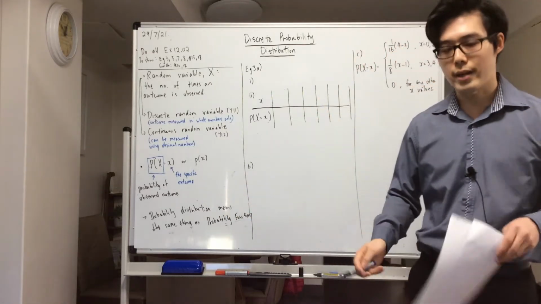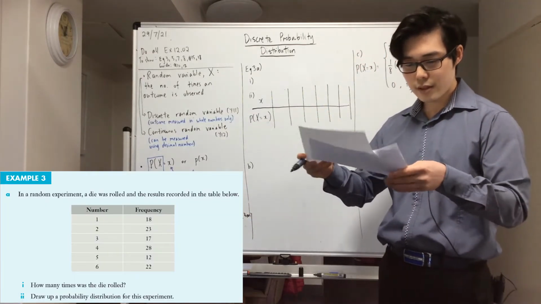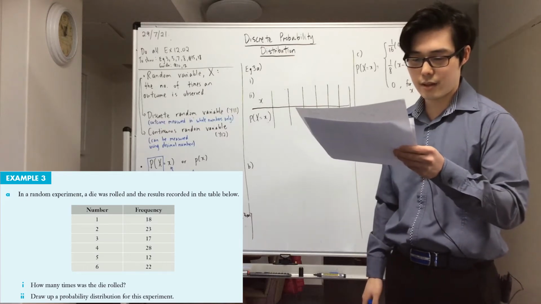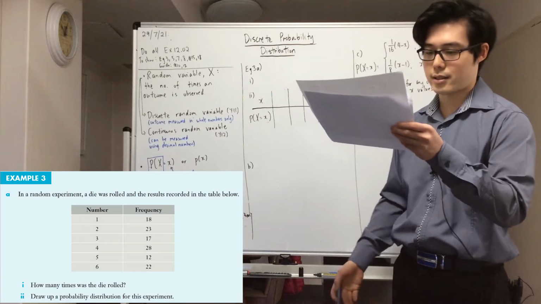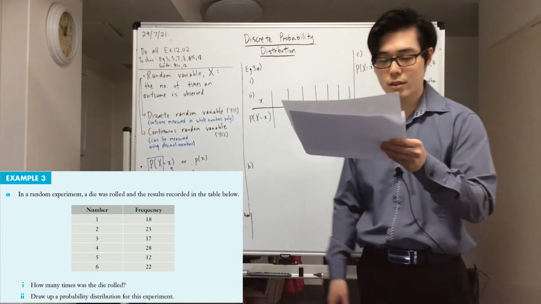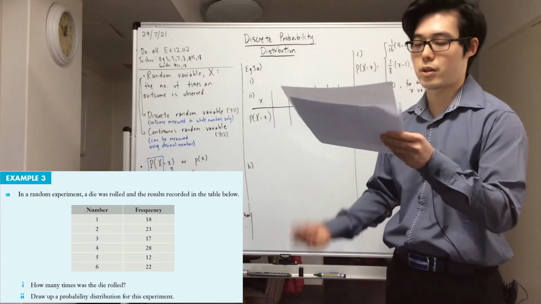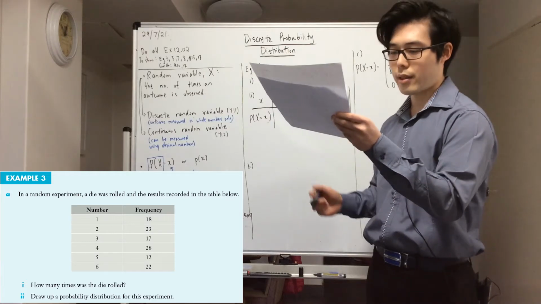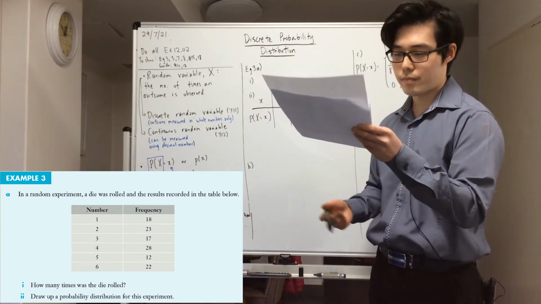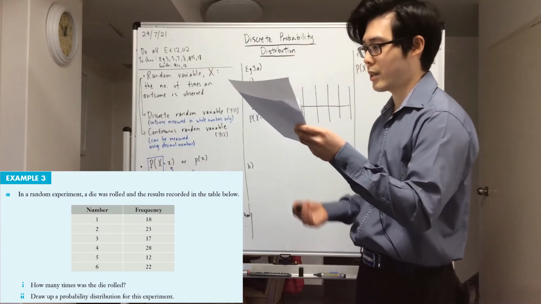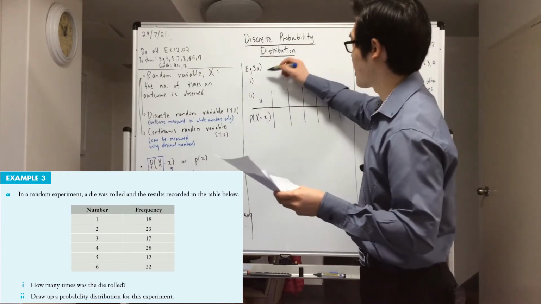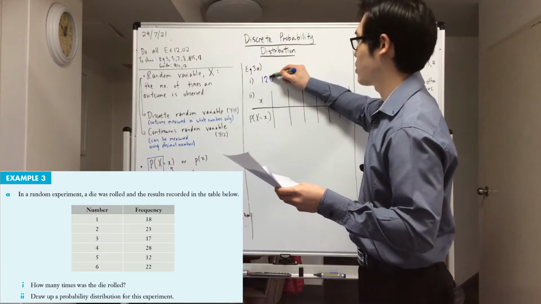Let's have a look at example 3a to start off with. It says in a random experiment, a die was rolled and the results recorded in the table. As you can see, the number 1 was rolled 18 times, 2 was rolled 23 times, and so on. First question: how many times was the dice rolled? Well, obviously you just add all the frequencies, so 18 plus 23 all the way down to 22. If you do that, the dice was rolled 120 times.